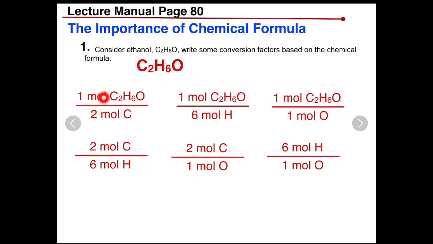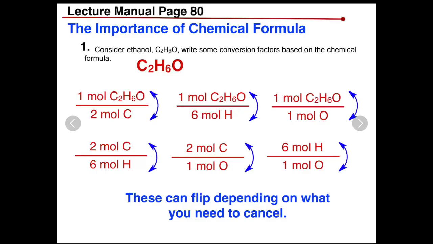For example, the first one is going to allow you to convert from mole of ethanol to mole of carbon. If you choose this one, then it would be mole of hydrogen per mole of oxygen for this particular compound. Note that similar to what we learned in chapter 1.5, dimensional analysis, you can always flip this conversion factor depending on what you want to cancel. If you want to cancel mole of oxygen, then mole of oxygen has to be on the bottom. If you want to cancel mole of carbon, then mole of carbon has to be on the bottom. That way you can cancel those and then move forward.